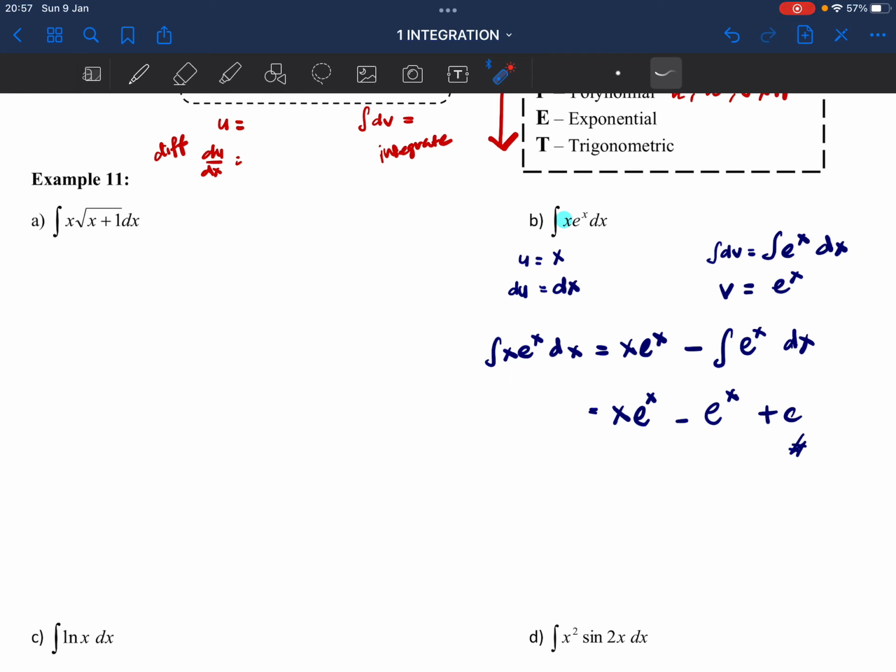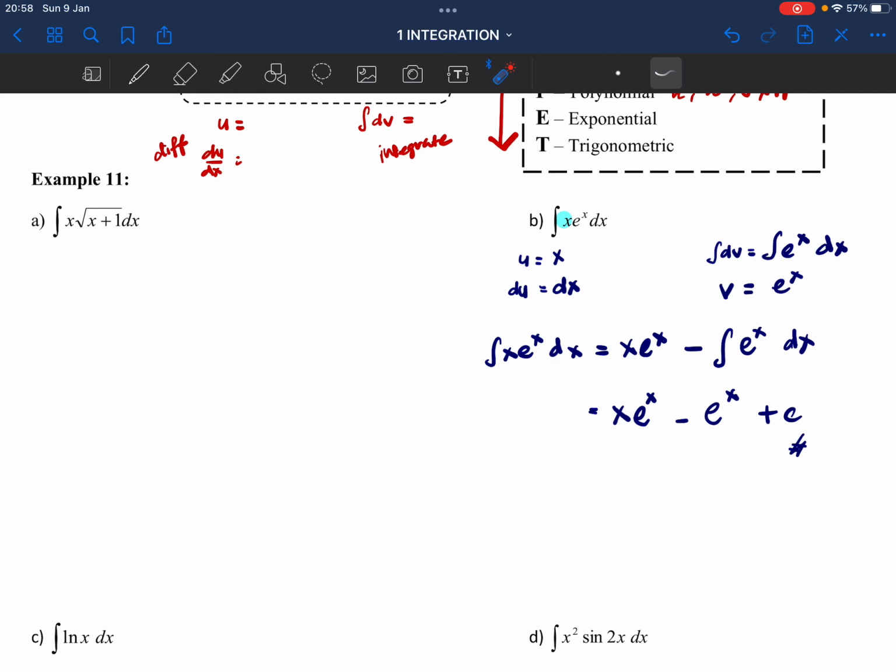Okay, so now let's look at question A. Okay, we have x square root x plus 1. Both of this expression is polynomial. Okay, so actually you can use substitution also for this part. Okay, so for this type of question, substitution boleh guna, by part pun boleh guna. Okay, which one is easier for you?